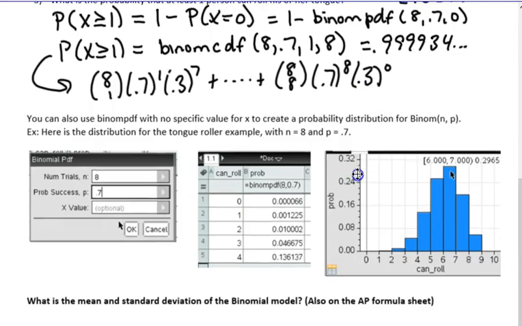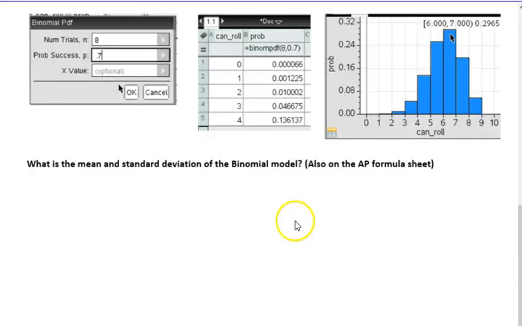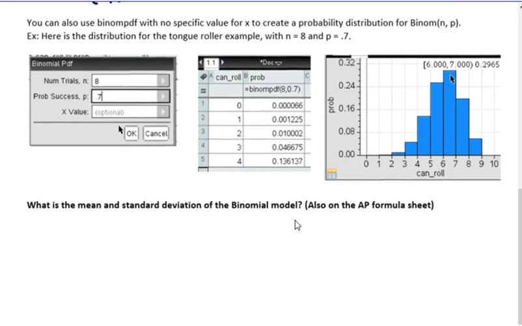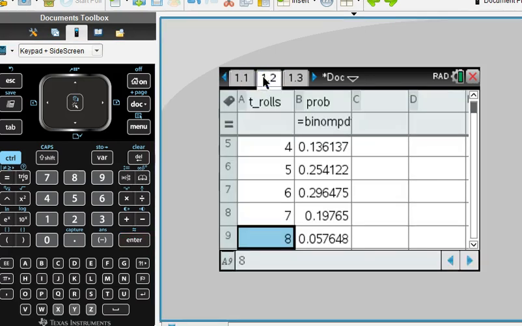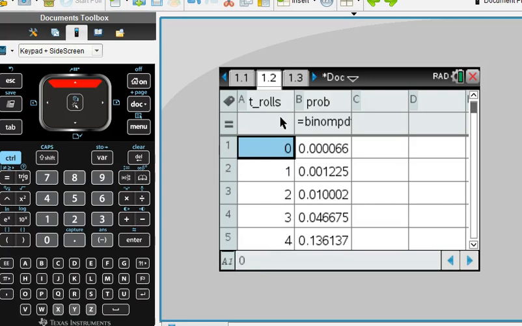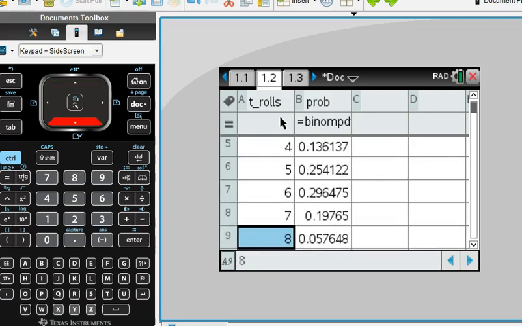Now, something else that's interesting that you can do, I'm not sure that you would ever be asked to do this on the AP exam. Probably, I would say definitely, you would not be asked to use your calculator to do this, but the PDF also gives you the option of creating a probability distribution. So what I did on my calculator is put in all the possible number of rolls, 0 through 8, in this column.